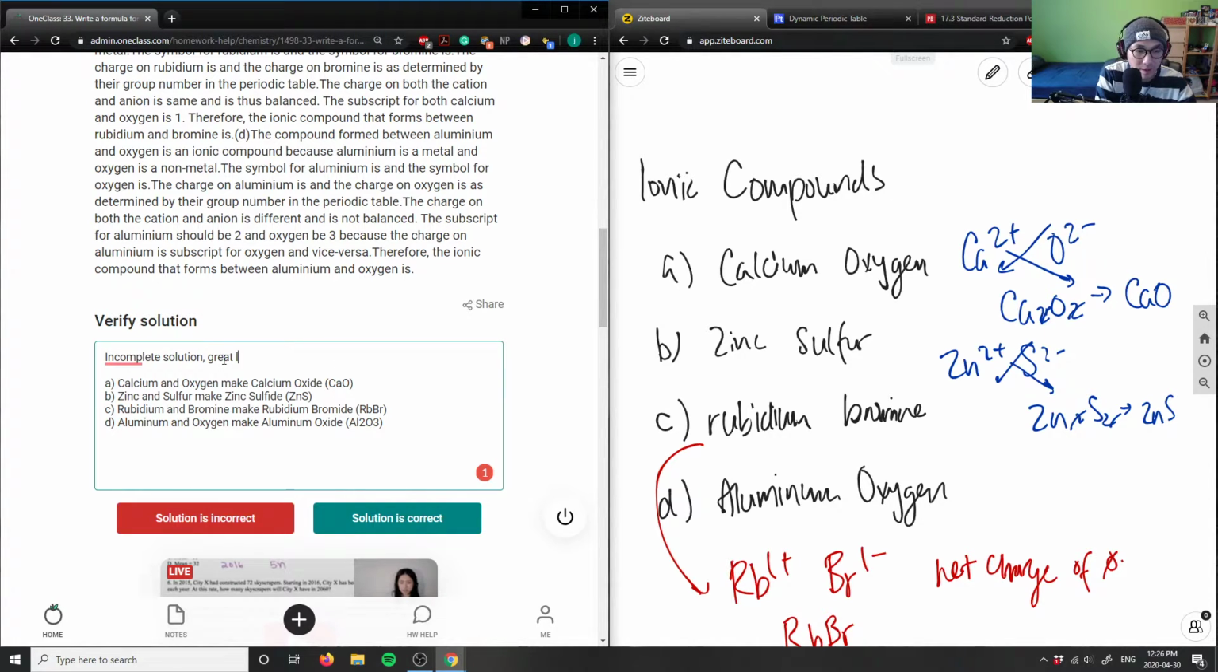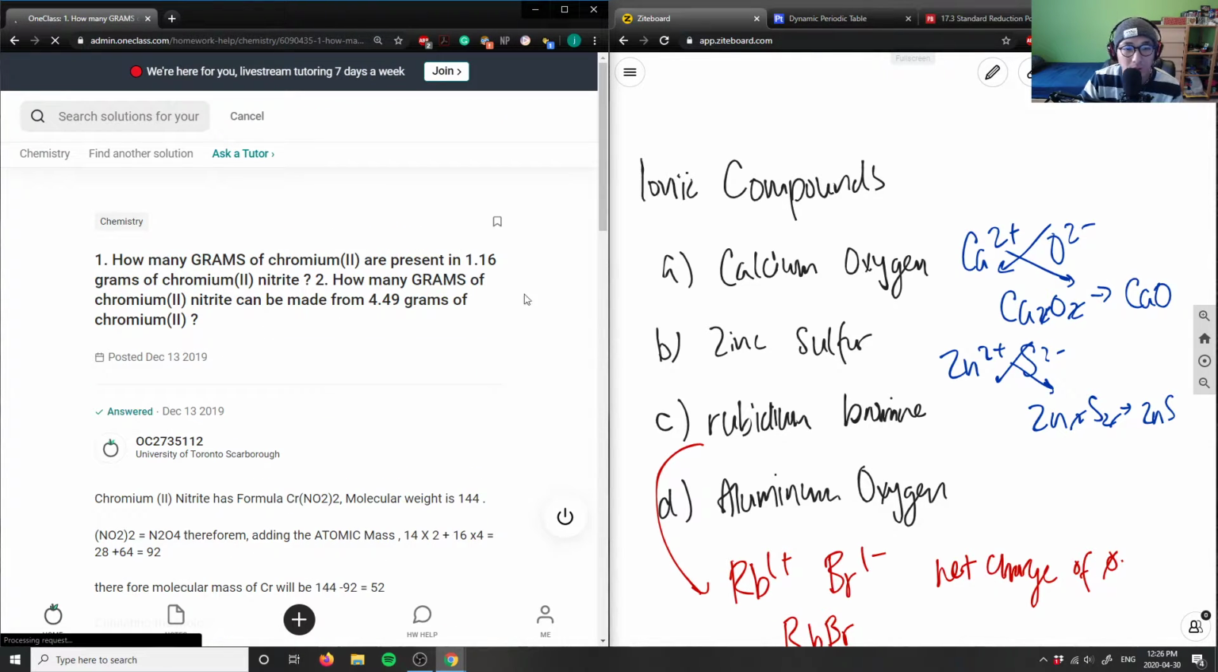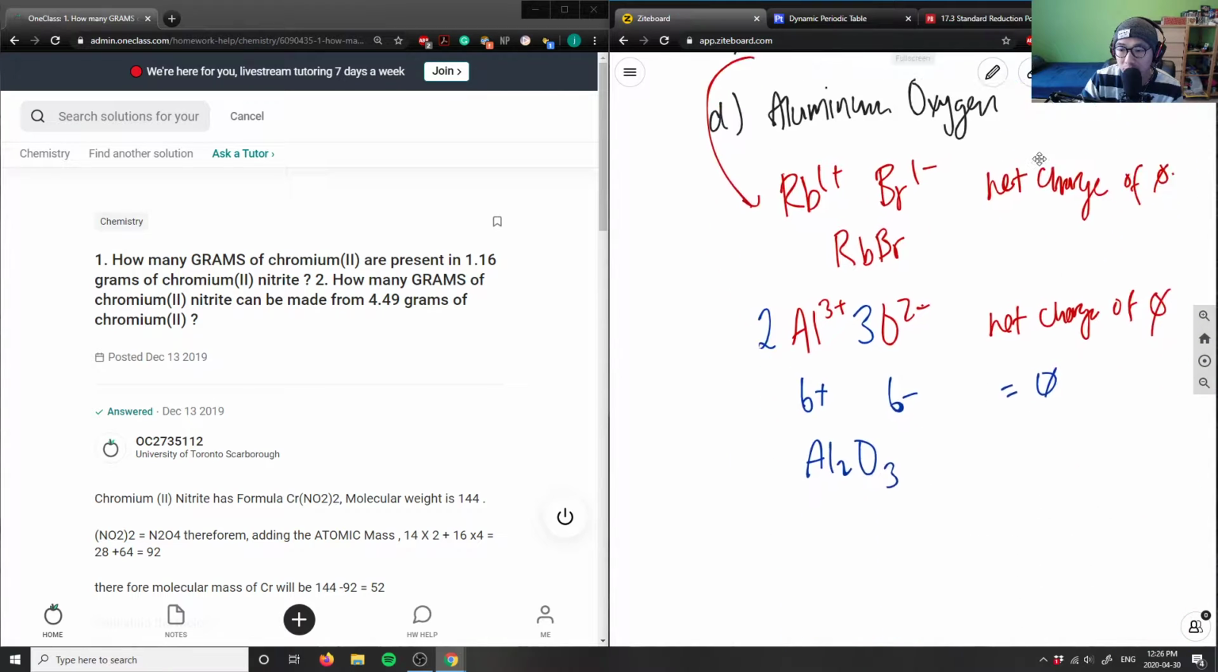There's great logic behind it, but they forgot the chemical formulas for the ionic compounds. So I'm just going to say the solution is incorrect so they can add this into the system. Okay, that's number 3.